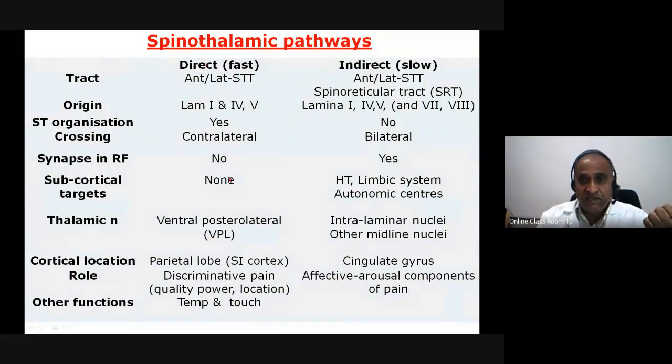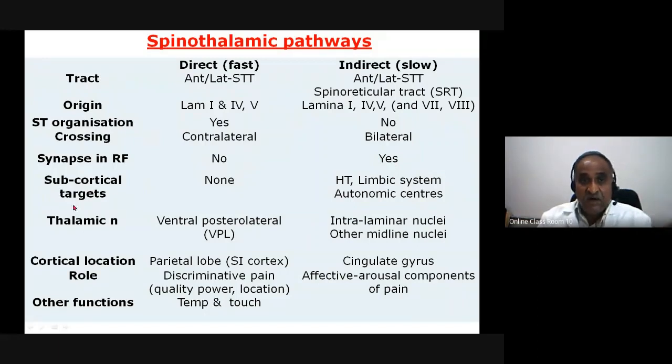Then the direct pathways are contralateral, on the opposite side. Indirect pathways, because they are mixed up in the reticular nucleus in the medulla, pons, and midbrain, have a bilateral representation. Here it is unilateral, that is the contralateral side of the body. Then synapse in the reticular formation: direct pathways do not have a synapse, but indirect pathways do. They form the spino-reticular network.